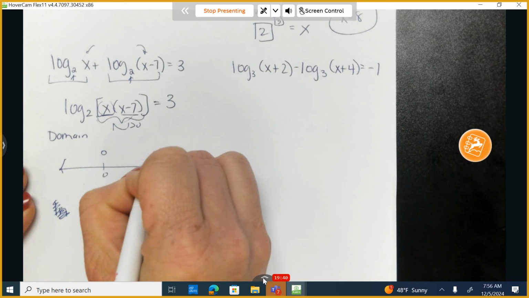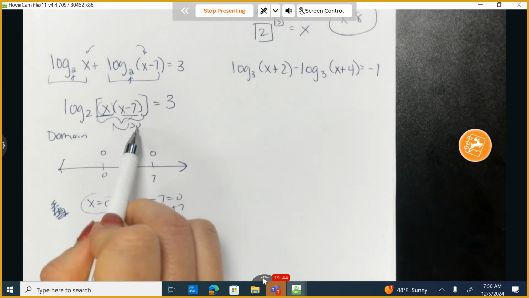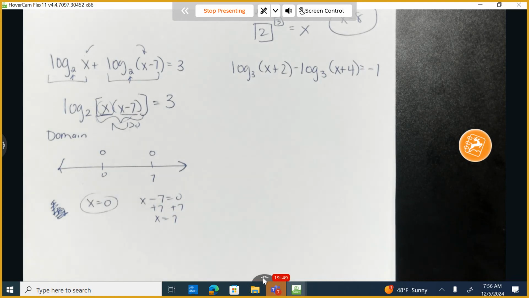I'm going to put circles above them right away. Why am I doing that? Because I know this quantity has to be greater than 0. There's no line underneath, which means I'm not going to consider these points as actual domains. I know I can't plug in 0. I know I can't plug in 7.